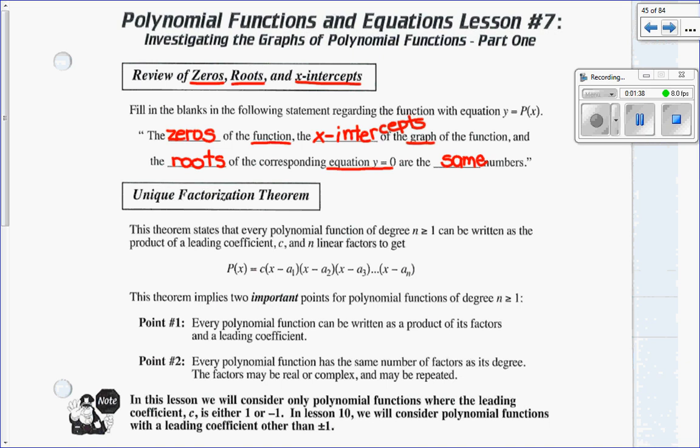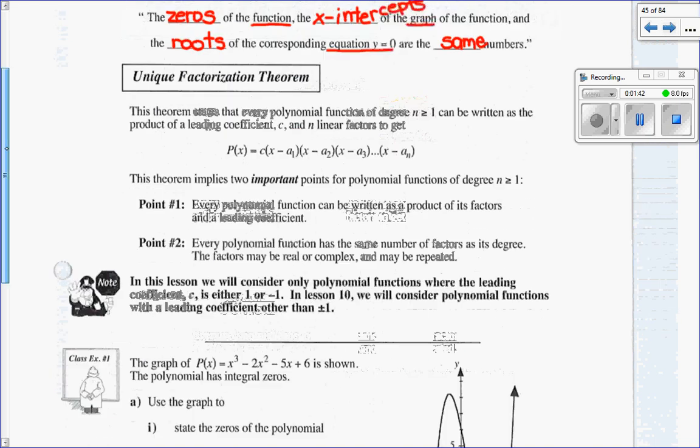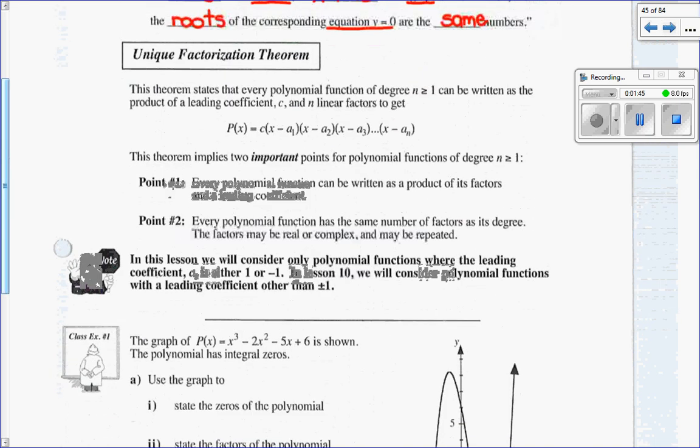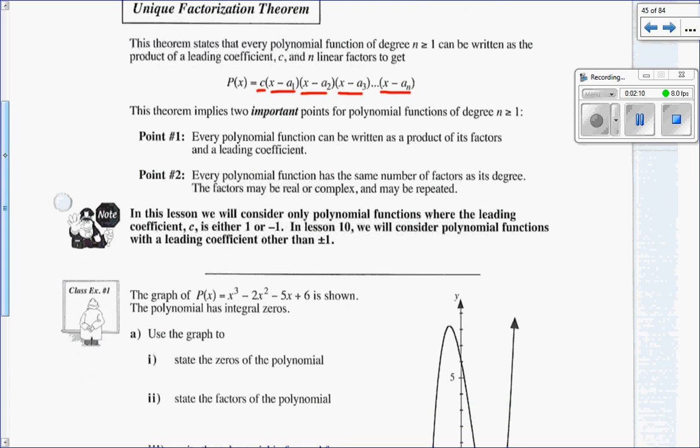Okay? Today we're going to talk about the unique factorization theorem, and what that really means is just that every polynomial function whose degree is greater than or equal to 1 can be written as a product of a leading coefficient, that's this c here, and a certain number of factors. And as you can see, it goes on and on. Okay? So this theorem actually implies 2 important points, and really this is nothing new. This is all just a review.